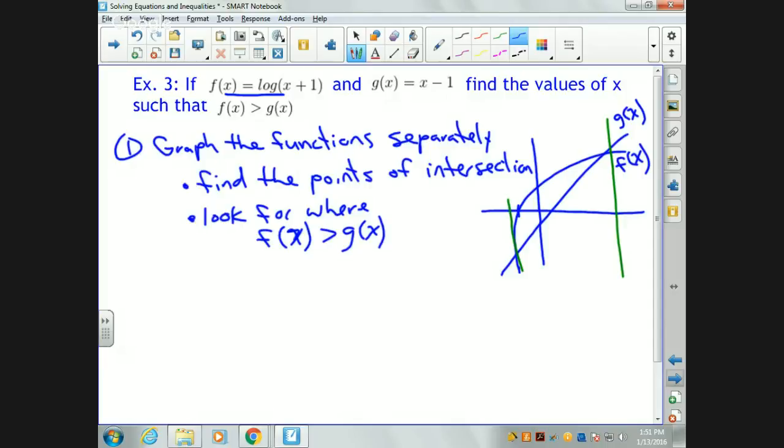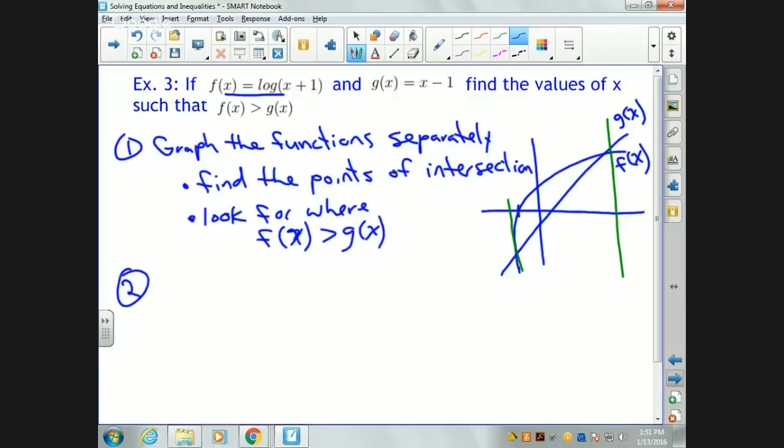So that's the first method, which I think probably makes a lot of sense to you. You look at them and you see where f is on top and g is on the bottom. If it were asking the other way around, where is f of x less than g of x, then we would look for the opposite. f is down here, g is here, same over here, so it would be out here.